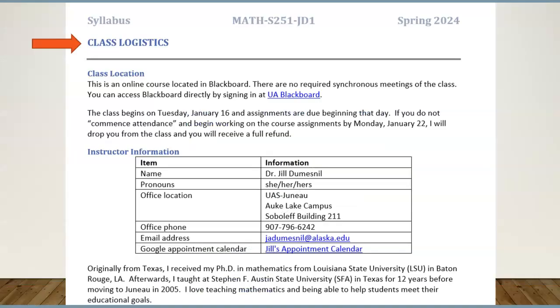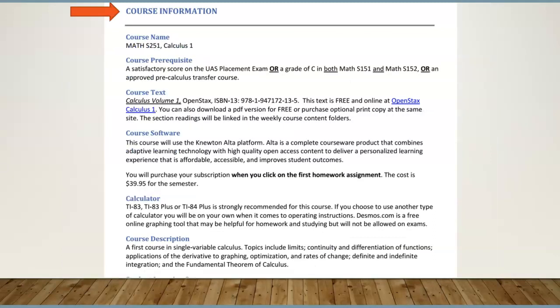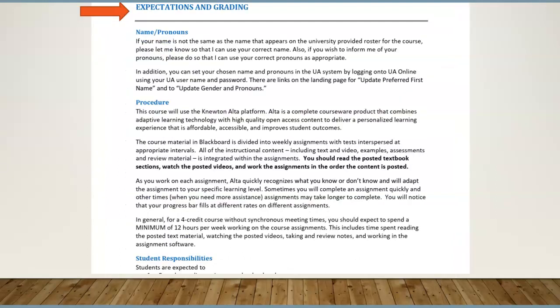The first section is called Class Logistics. This section gives particulars about class meetings in Blackboard, instructor information including contact information, office hours, and my appointment calendar. The second main section is Course Information. Here you will find detailed information about the course prerequisites, textbook, software, student learning outcomes, and more.